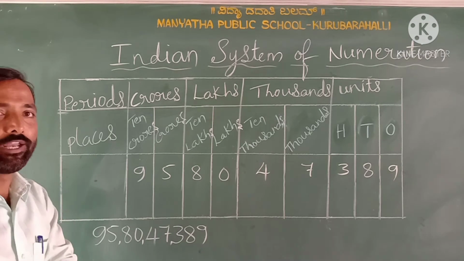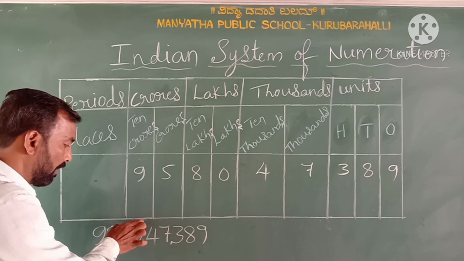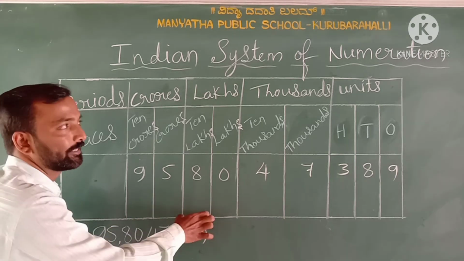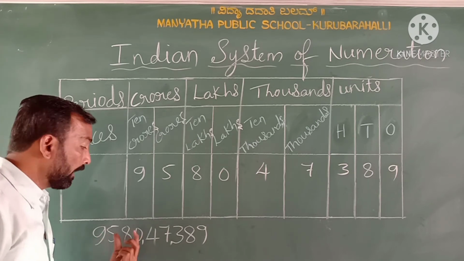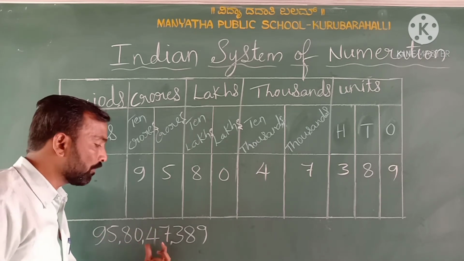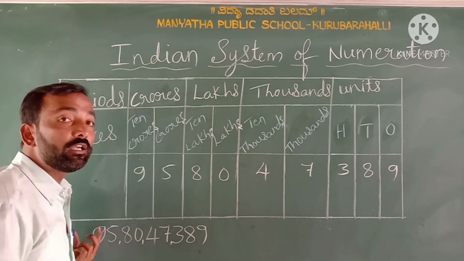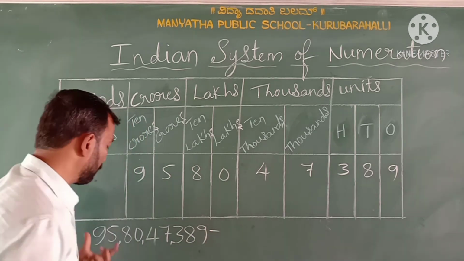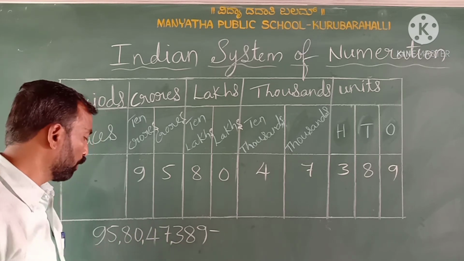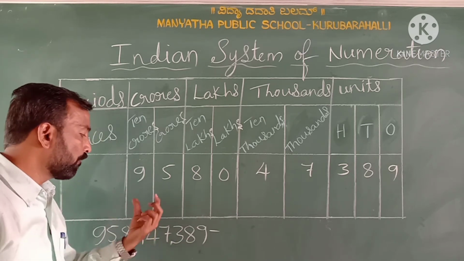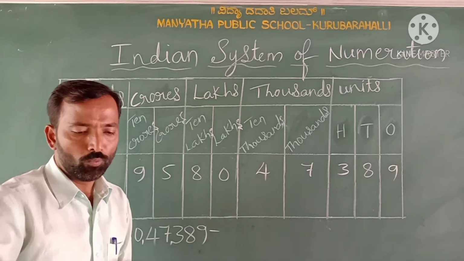Now, how can you read it? It is crore, lakhs, thousands, units. Very simple. 95 crore, 80 lakh, 47,389. That is the name of the given number. Very simple, you can write this. 95 crore, 80 lakh, 47,389. It's very simple.